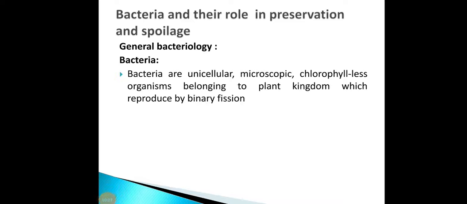Hello students, today we will discuss our new topic, that is bacteria and their role in preservation and spoilage. Then we will discuss general bacteriology. First of all, we will discuss the definition of bacteria. That is, bacteria are unicellular microscopic chlorophyll-less organisms belonging to the plant kingdom, which reproduce by binary fission.